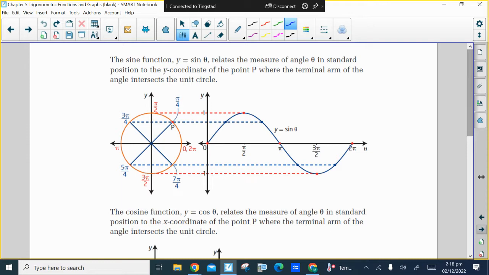So the sine function y equals sine theta relates the measure of angle theta in standard position to the y-coordinate of the point P where the terminal arm of the angle intersects the unit circle. So we can get the graph of the sine function from the unit circle. At pi on 4, the coordinates there are both root 2 over 2.